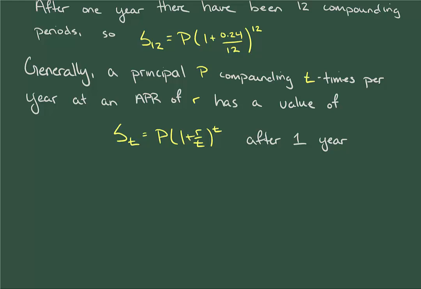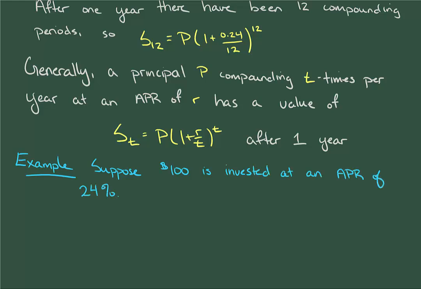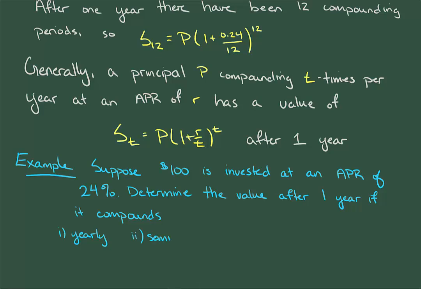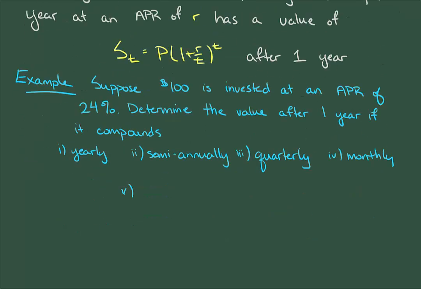All right, let's do an example. So let's suppose that we invest $100 at a rate of 24%. Let's just use the same number that we had before, but let's look at it over different compounding periods. So let's say yearly, semi-annually, quarterly, monthly, and let's even go down to daily. And daily does exist. There are things which compound daily.